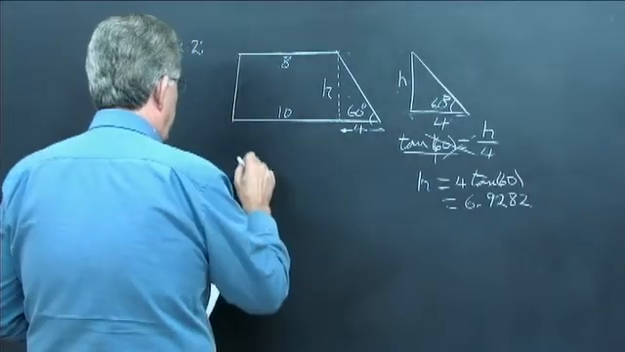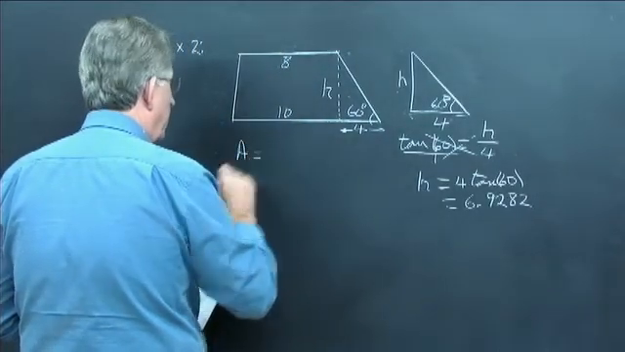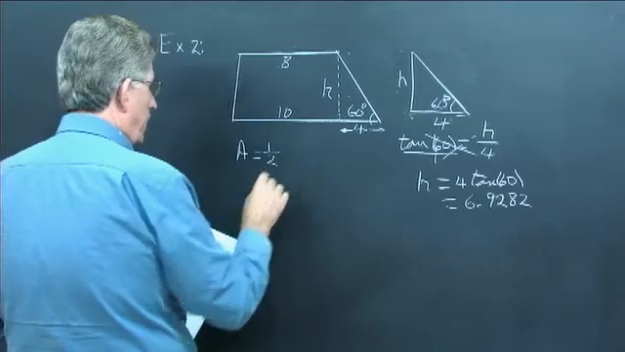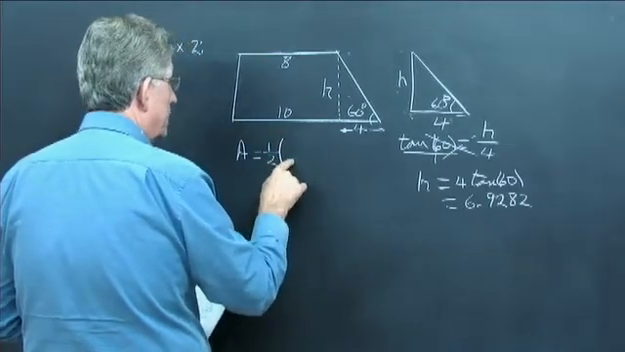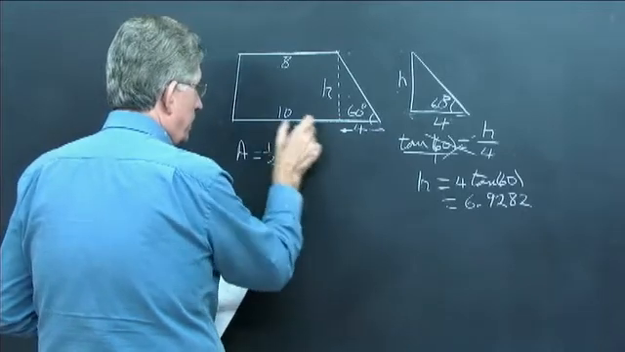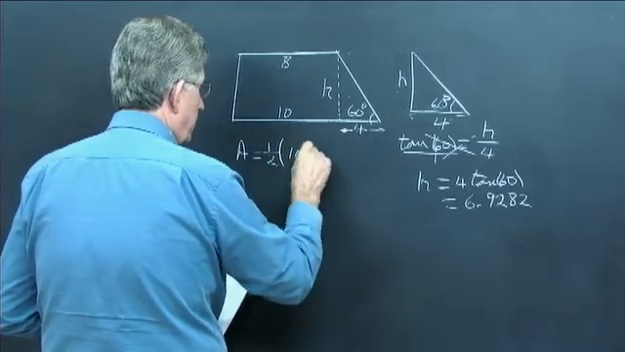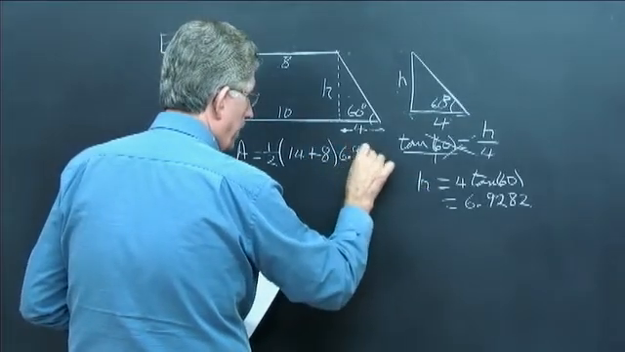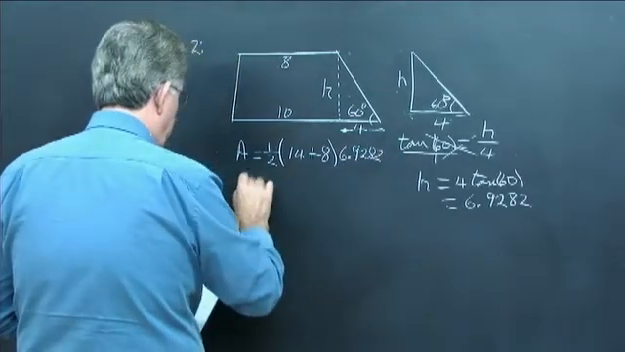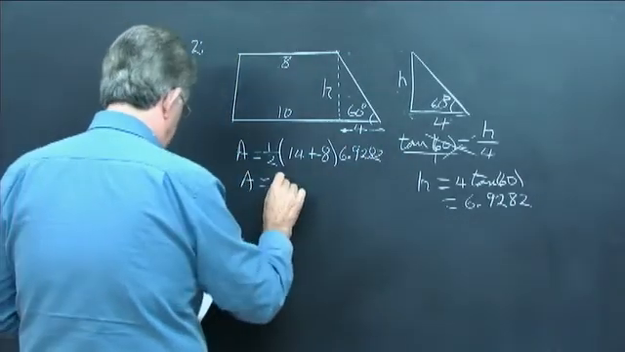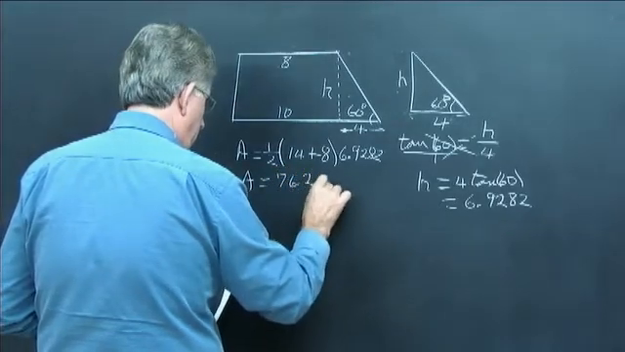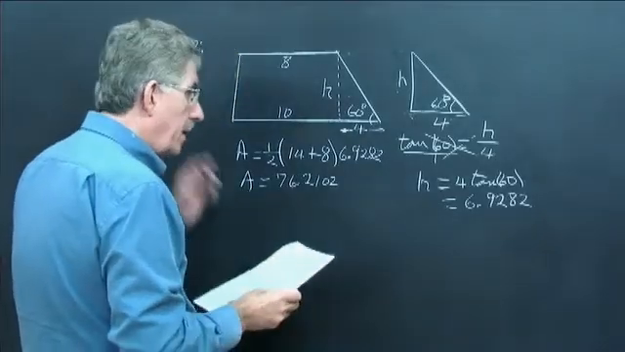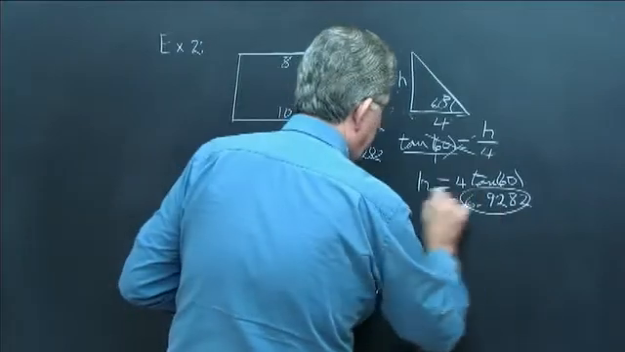All right. Let's see if we can find the area now. The area is, how do we find that for a trapezoid? It's 1/2 the product of the height and the sum of the two bases. So this bottom base here is 14. 10 plus 4 is 14. This other base is 8. The height we just found is this. And if we run all of that through the calculator, it should give me 76.2102.